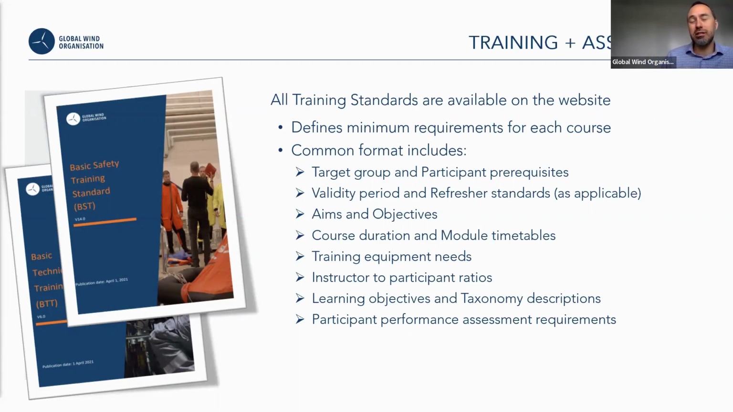What are the aims and objectives? What's the minimum course duration? The timetables for the modules. What equipment do you need? What are the ratios? There are defined maximum instructor to participant ratios, so that you don't have a class of 20 people with one instructor. And then the real bulk of the standard is those learning objectives and the taxonomy descriptions. How do you actually achieve the learning objective? And then how do you assess your participants? It could be testing, it could be practical examinations, but it all has to be assessed and documented.